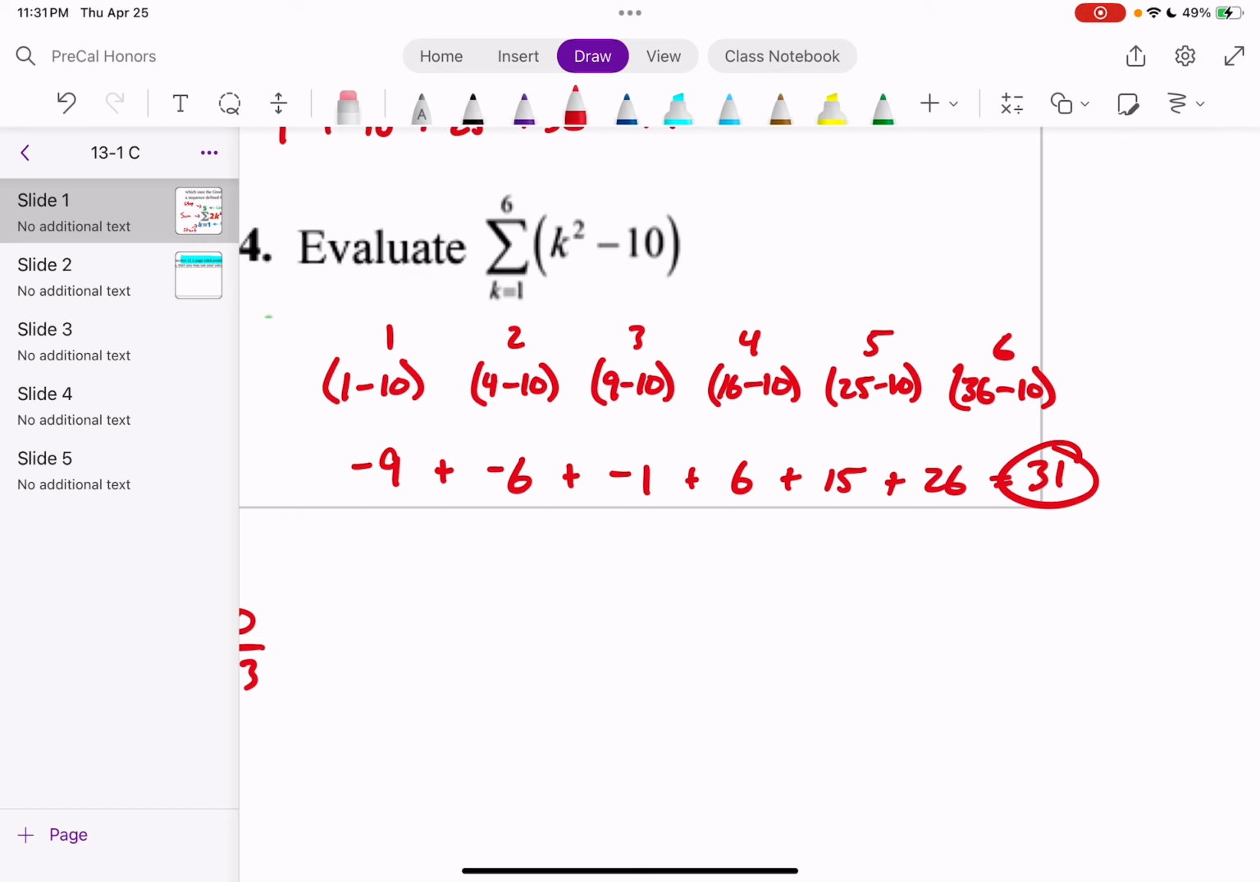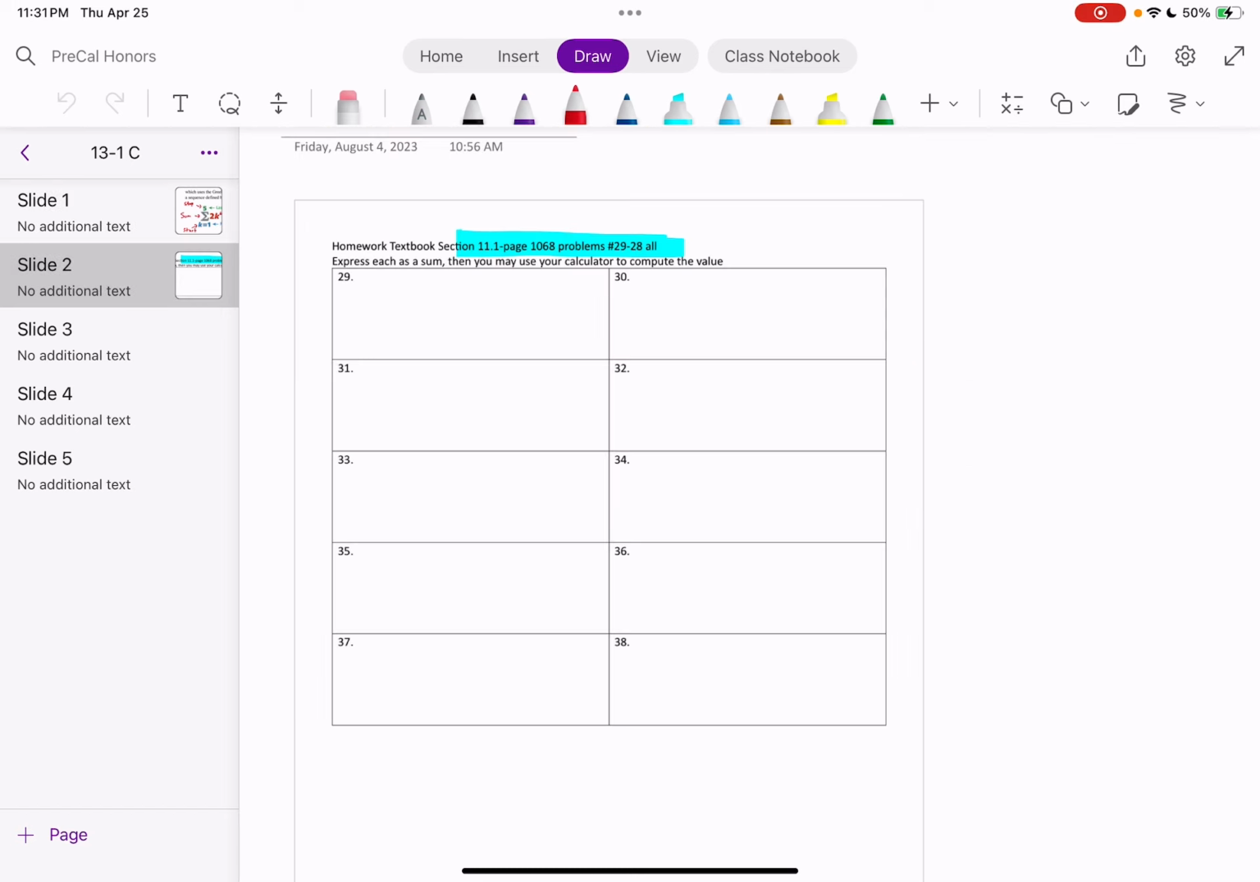Let's go ahead and take a look at slide 2. Slide 2 is just your homework. So keep in mind, just open up to the page. We're going to be looking from 29 to 38. Let's take a look at slide 3.